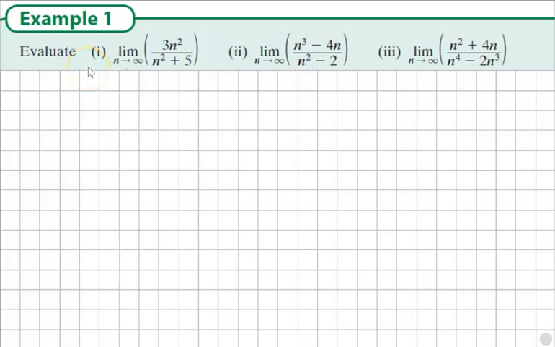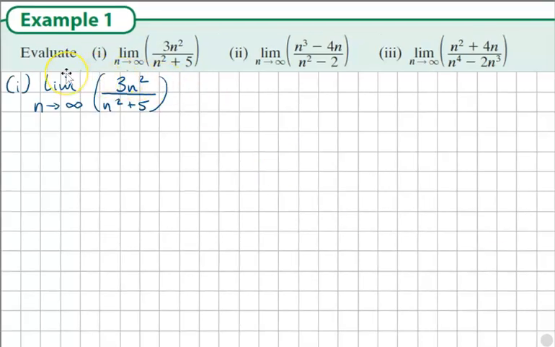Limits of a sequence, example 1. Evaluate the limit as n approaches infinity of 3n squared over n squared plus 5. Part 2, the limit as n approaches infinity of n cubed minus 4n over n squared minus 2. And part 3, the limit as n approaches infinity of n squared plus 4n over n to the power of 4 minus 2n to the power of 3.